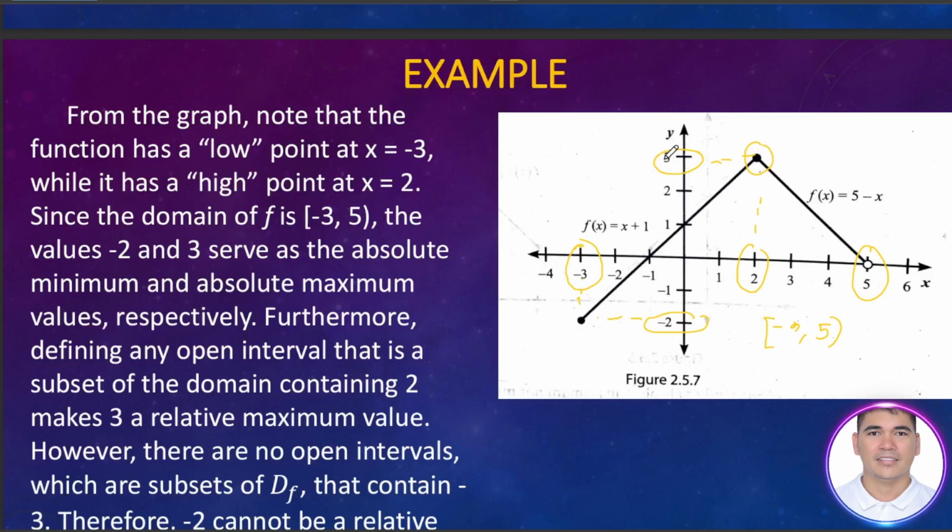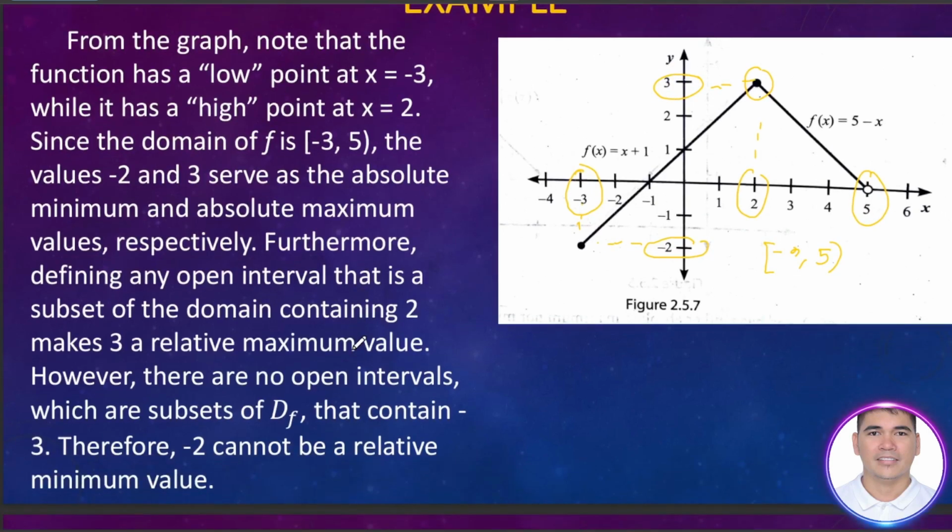So, defining any open interval that is a subset of the domain containing 2 makes 3 a relative maximum value. Pag ang interval naa ang 2, so himo na to si 3, mahimo si 3 og relative maximum value. Why? Because there are a lot of intervals if you are going to contain 2 as one of the domain on that interval. So si 3, hindi na siya magiging absolute, magiging relative na siya.